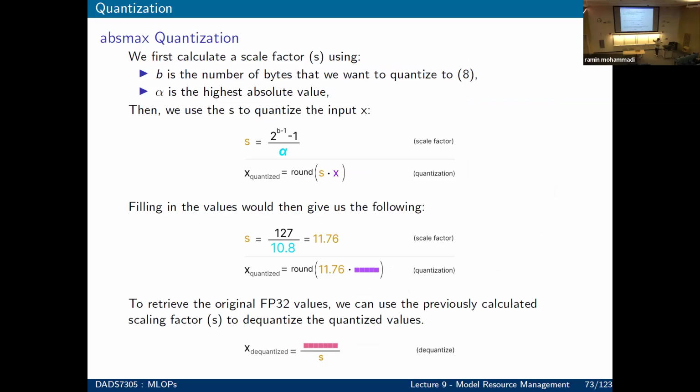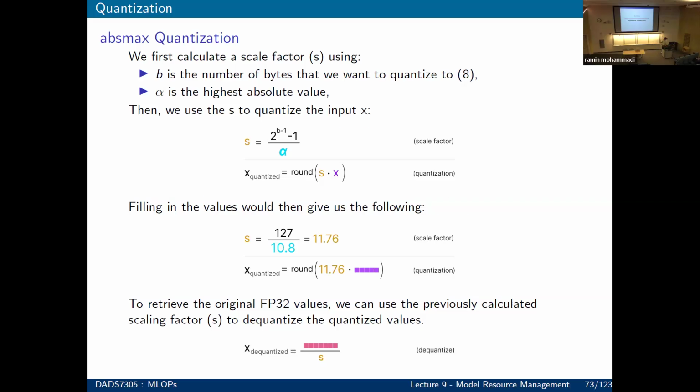Now for every number, or the entire vector, multiply the vector by that scaling factor and round it. That becomes the quantized vector. If you want to convert it back to the original, you need to multiply it by 1 over S. So this technique is symmetric absmax quantization.